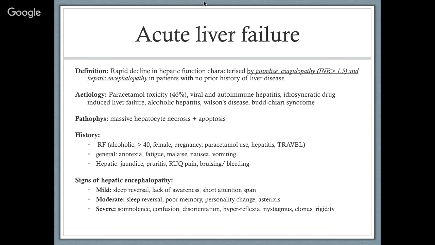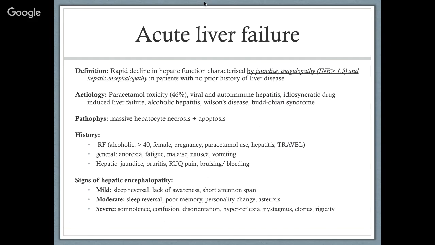Usually it's going to be caused by paracetamol toxicity in 46% of cases, but you want to rule out other reasons why you can get acute liver failure. So hepatitis, drug-induced liver failure, alcoholic hepatitis, Wilson's disease, Budd-Chiari, and the list goes on. Risk factors obviously depend on what the etiology is, but alcoholics, over 40s, apparently female, I'm not sure if that's necessarily true, but pregnancy, paracetamol use, hepatitis, and travel, again related to hepatitis.